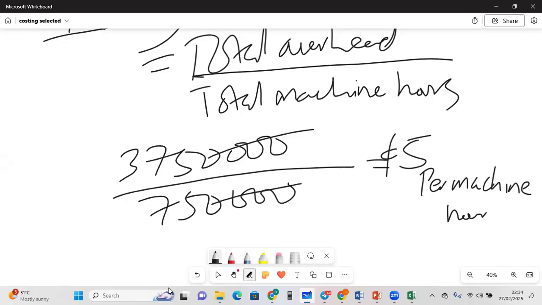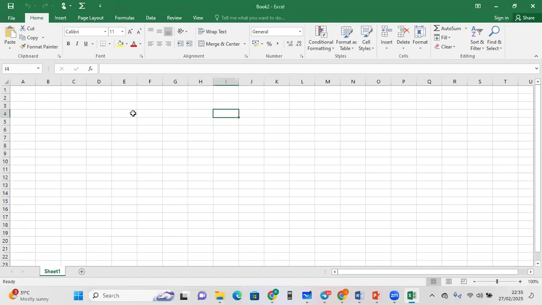So now I'm sure with this one, we can move on to using the Excel to continue. So computation of selling price.